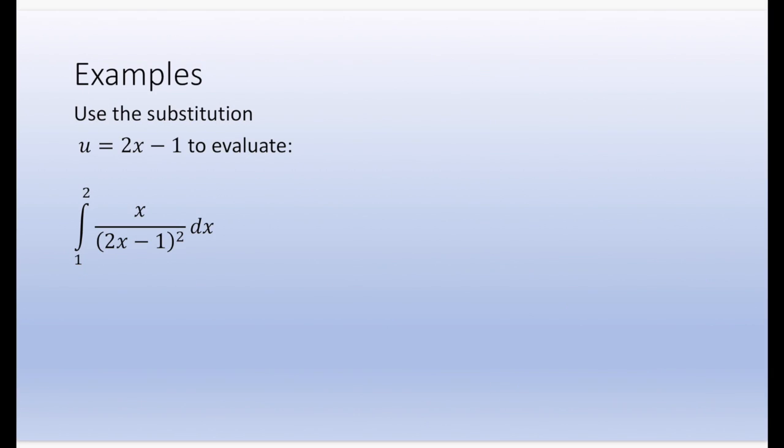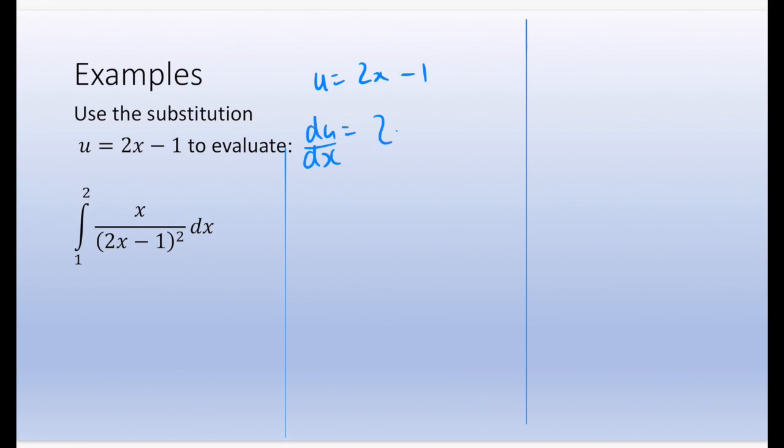This one, we're going to do the same sort of techniques that we've been doing. So we've got u equals 2x minus 1, du dx equals 2. Yep. So that means du equals 2 dx. And that means, therefore, dx will equal half du, or du on 2, whichever way you want to do it.